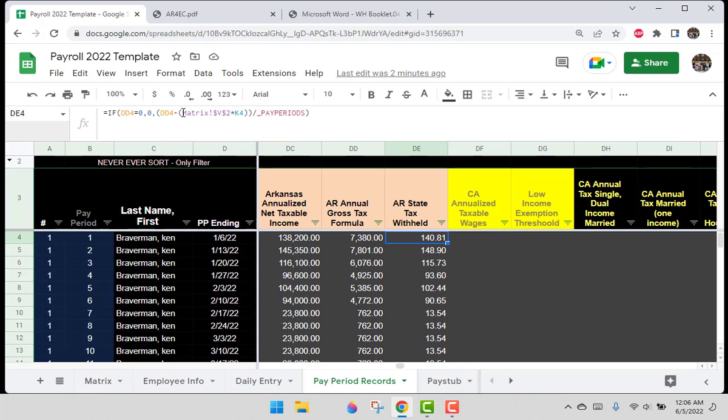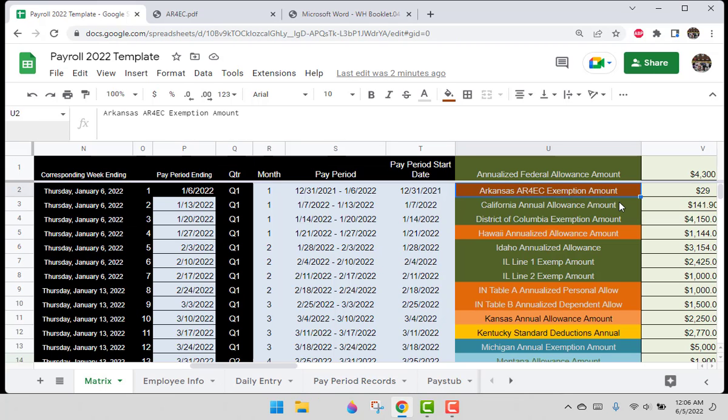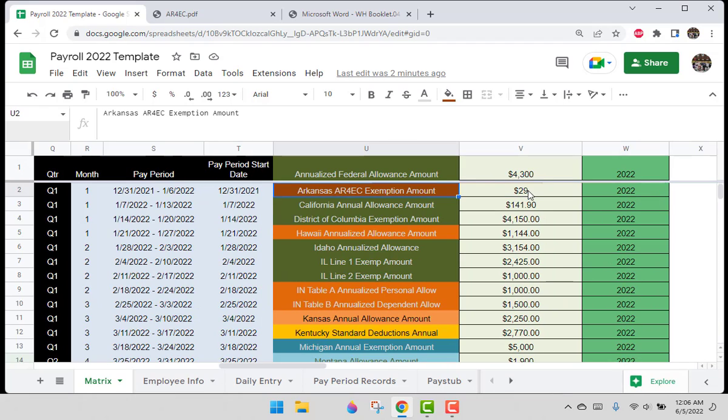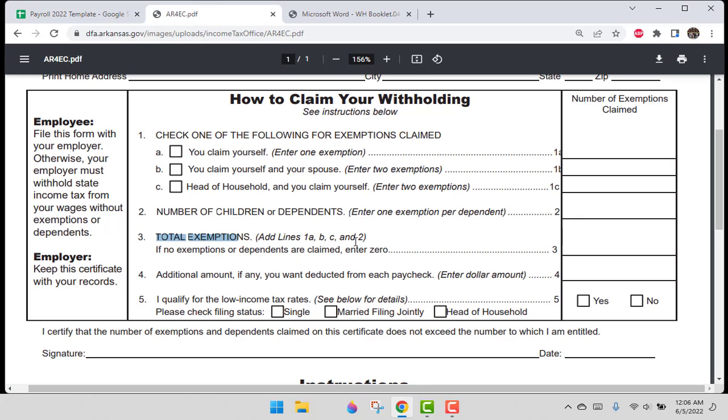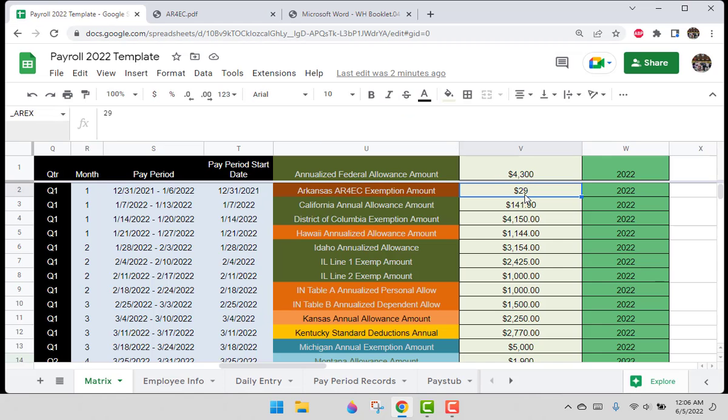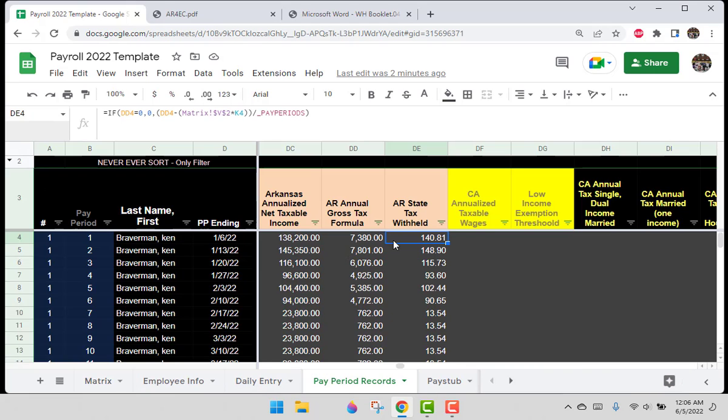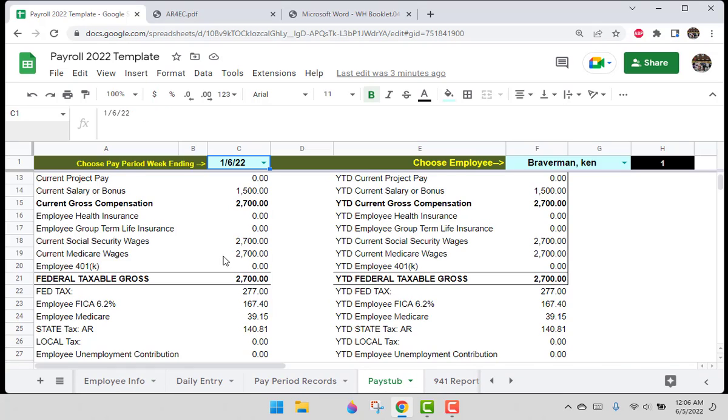But you also have to take out a standard Arkansas exemption amount that's related to those number of exemptions that you claimed on this form here, right? This total number of exemptions. You have to multiply that by the $29 per one it is, basically, and then divide it by the number of pay periods in the year to get what your actual amount is. And that's what this formula is right here, to figure out how much tax is due. And that is basically how you calculate Arkansas state tax.